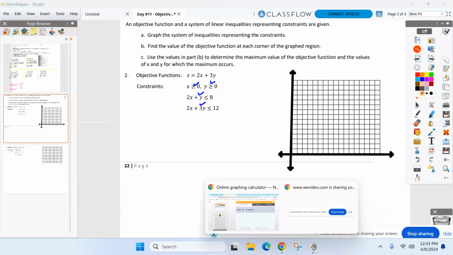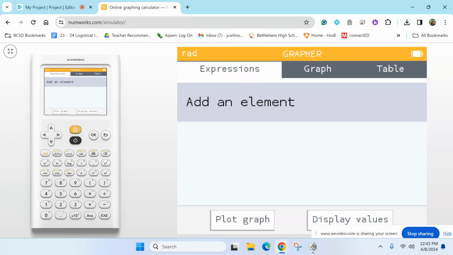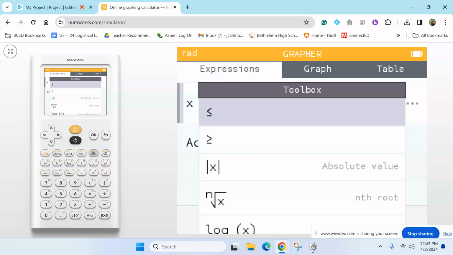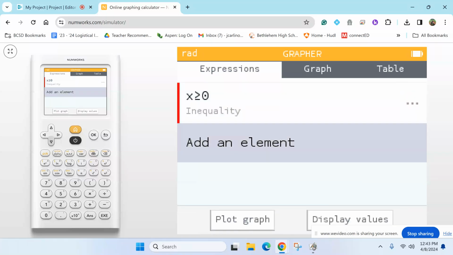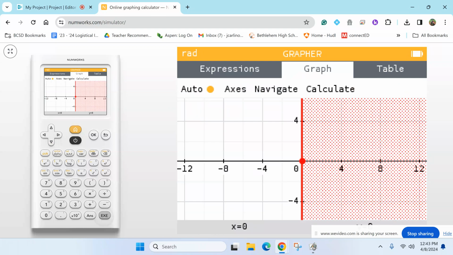Should I go there too, I guess? X is greater than or equal to 0. Plot the graph. It's the y-axis, isn't it? Okay. Just a little piece of advice: probably would not shade everything here.